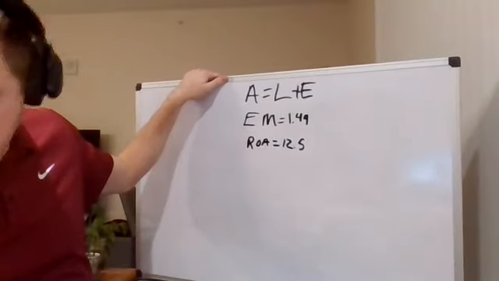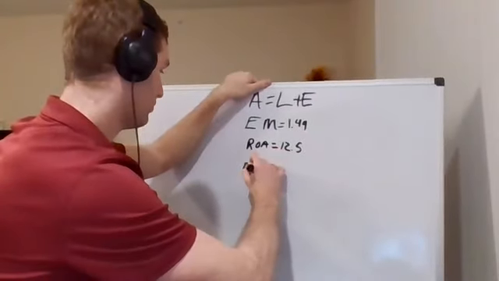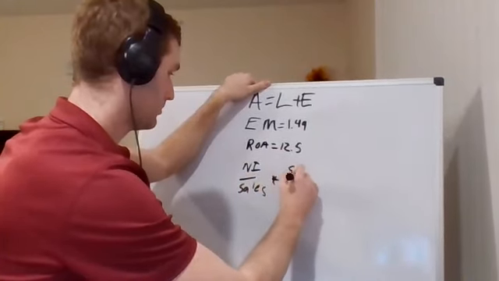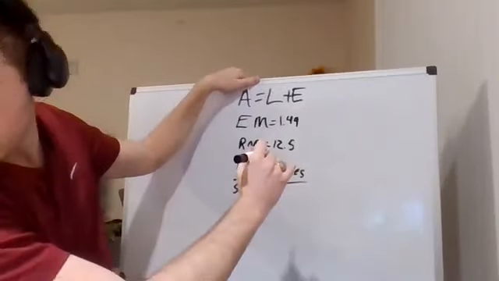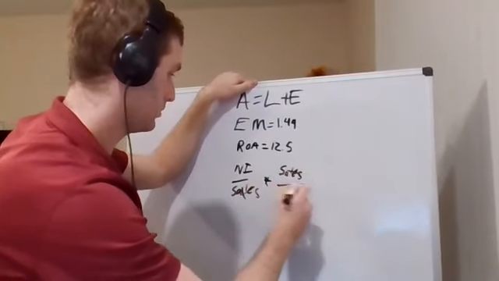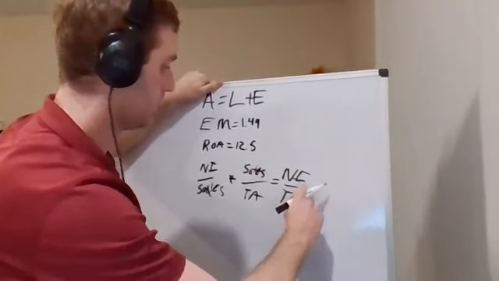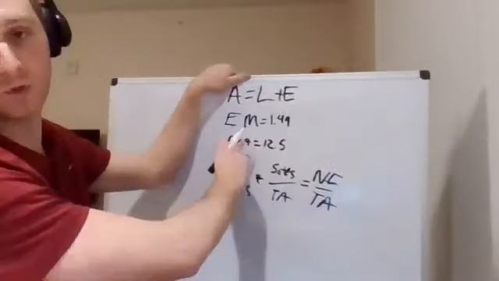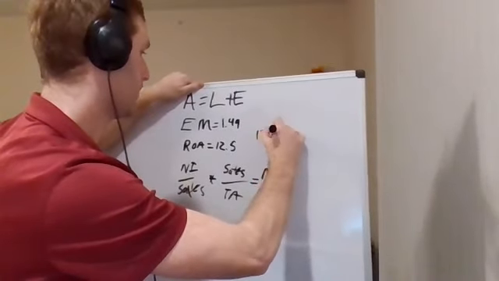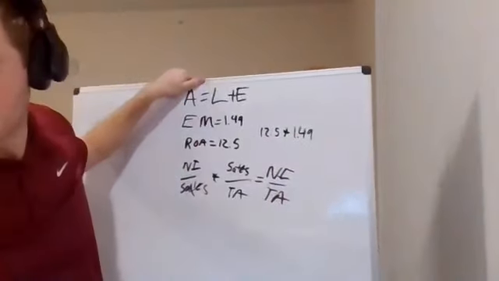I'm not that great at multiplying fractions, but I believe when we have NI over sales times sales over total assets, when we multiply, the sales cancel out, which gives us net income over total assets. This is our return on assets. So when we do the DuPont identity, it's 12.5 times 1.49. I believe that's what it is.